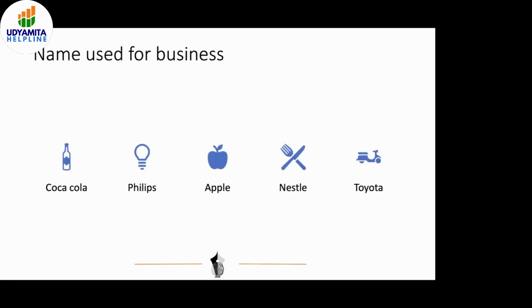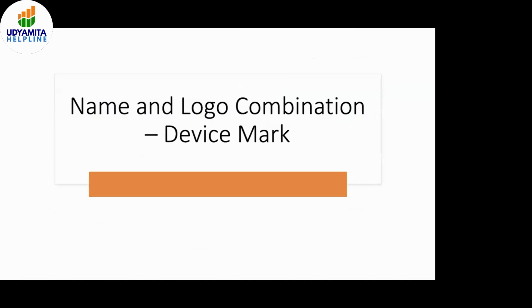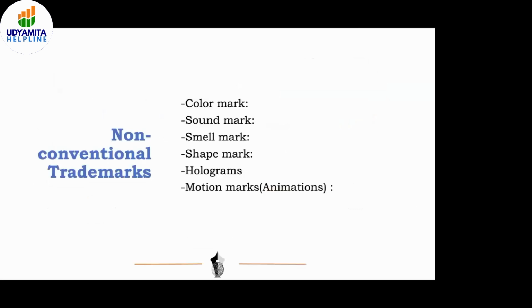So can you recognize the brands that are being displayed without having their names? Which is first? Audi. Yes. Next, Jaguar. Then Tata and Toyota. Correct. This is the beauty of brands. You don't need the names at all to identify your products. Once you see the logo, people will understand. So name plus logo is a device mark.